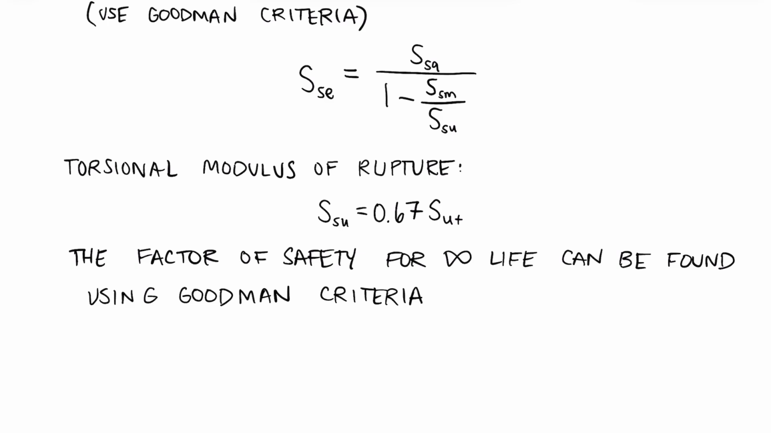And we're going to adapt it for the pure shear case so that 1 over the factor of safety in fatigue, that's what that subscript means for infinite life, is equal to our alternating shear stress divided by our shear endurance limit plus our mean shear stress divided by our shear ultimate strength, or torsional modulus of rupture.